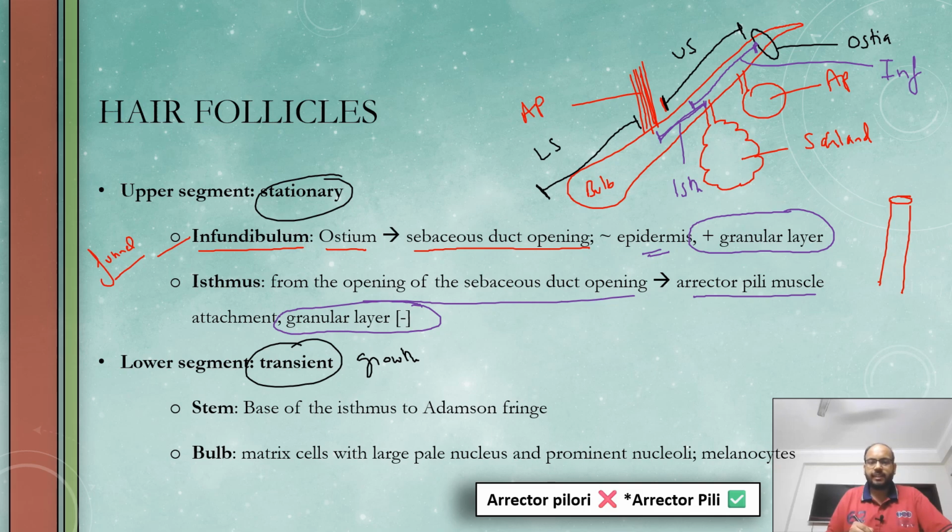The lower segment has the stem, which is from the base of the isthmus to Adamson's fringe. Adamson's fringe is basically the tip of the dermal papilla of the hair. We'll discuss these terms again when we are discussing histology. Don't worry. From the attachment of the erector pili to Adamson's fringe, you have the stem. So this is the stem. Below that you have the bulb, in which you have the matrix cells which are responsible for making the shaft and propelling the shaft upwards. That's how hair grows. And the bulb has melanocytes that impart color to the growing shaft. Okay, let's move forward. You will understand better with the histology pictures.